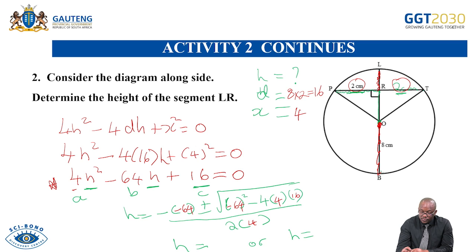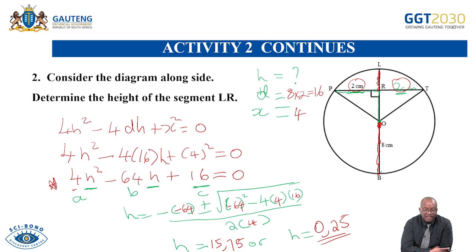Correct? So the first part will give us 15,75. And then when we put negative there, we are going to get 0,25. Correct. So those are the 2 heights that you will be given there.